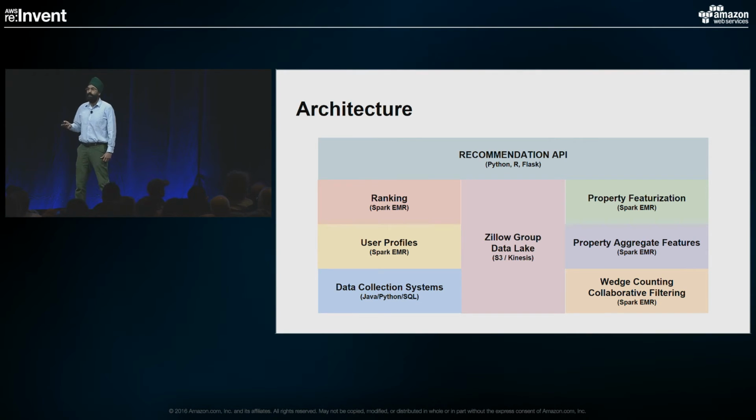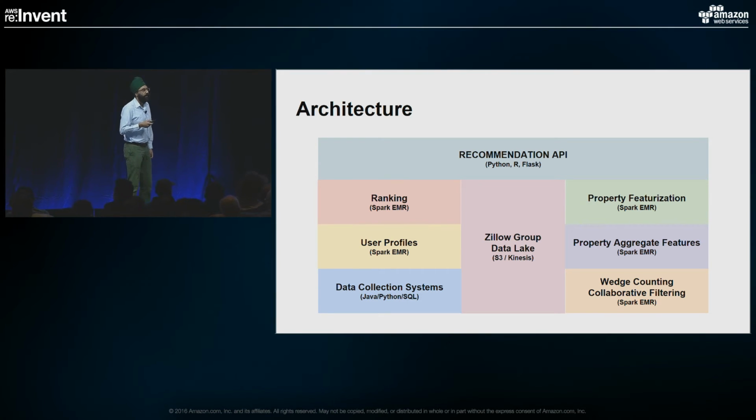Property aggregate features are features on a property that leverage additional data such as user signals. For example, there's a feature to determine how popular a property is, using user signals. Wedge counting is an in-house built collaborative filtering algorithm, and we'll go into it shortly.